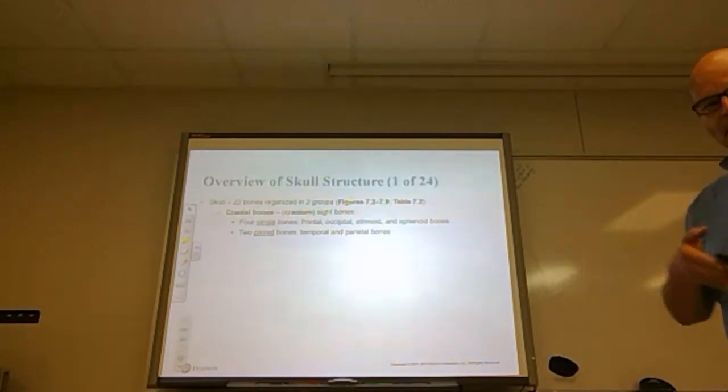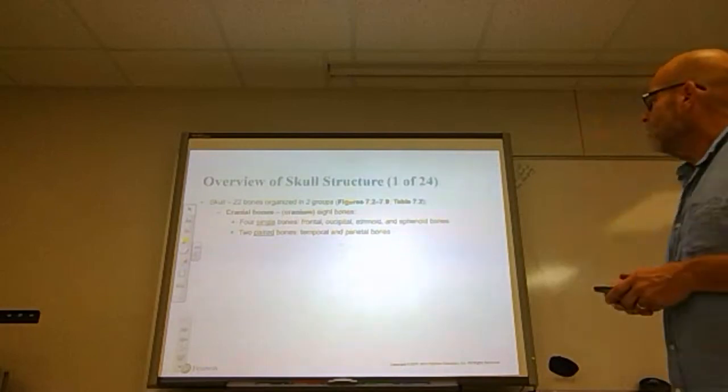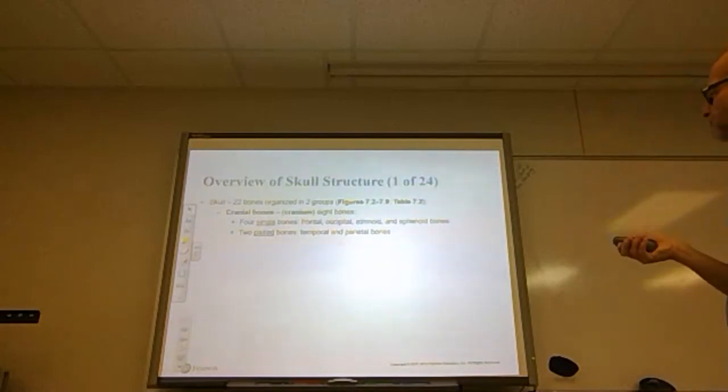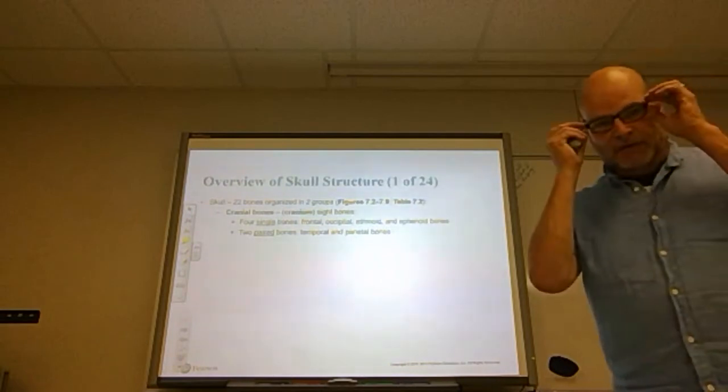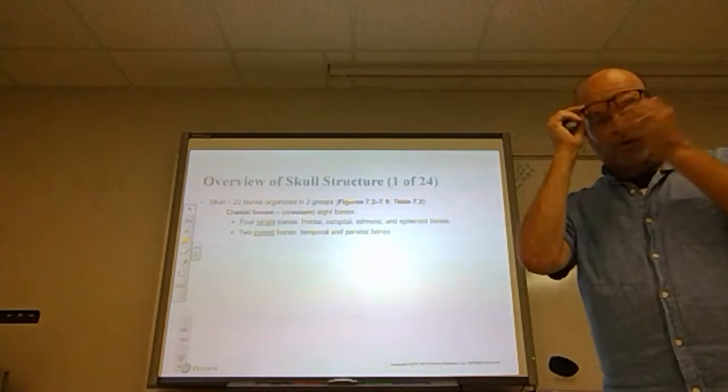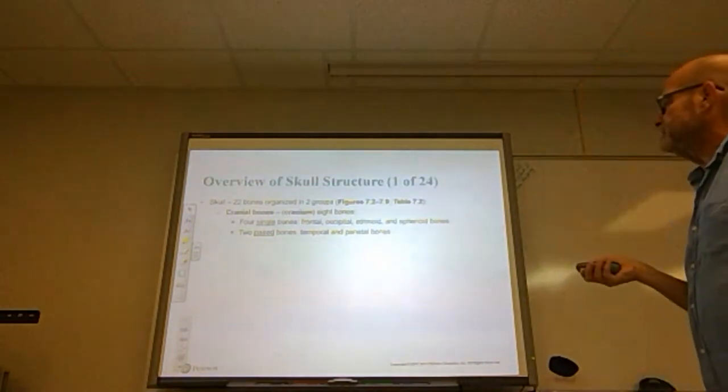You have the frontal bone, which most of us think about as our forehead. You have the occipital bone, which is the back of your head. And then you have the ethmoid and sphenoid bones, which are found in the middle of the face, sort of up around your nose and in the back of your eyes.